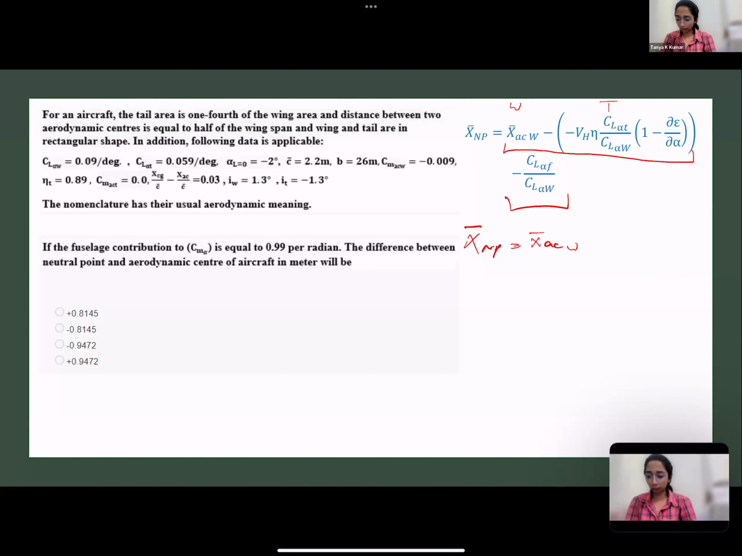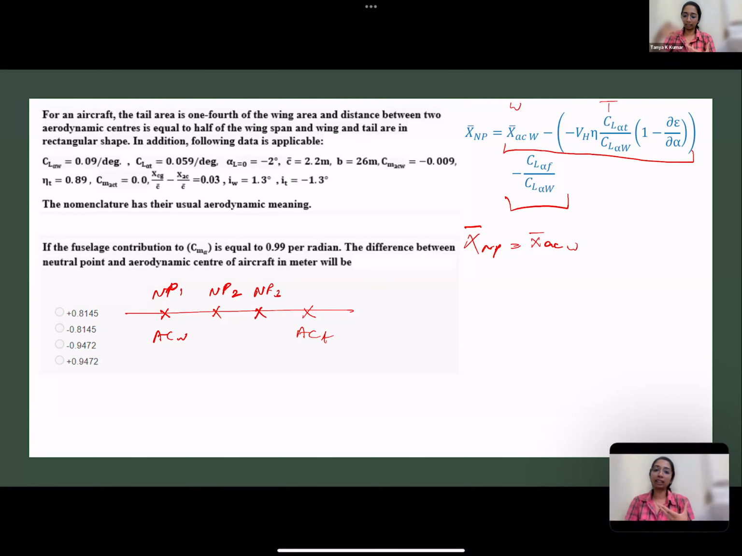If this was your fuselage reference line and you had just your wing, neutral point and AC wing would be the same. Now I've added a tail. So I added one AC tail. So it is pulling your neutral point backwards. So this is the first case. In the next case, your neutral point would be here. Now I'm telling you that the fuselage is also contributing towards it. So it is pulling it backwards. So neutral point 3 would be further backward.